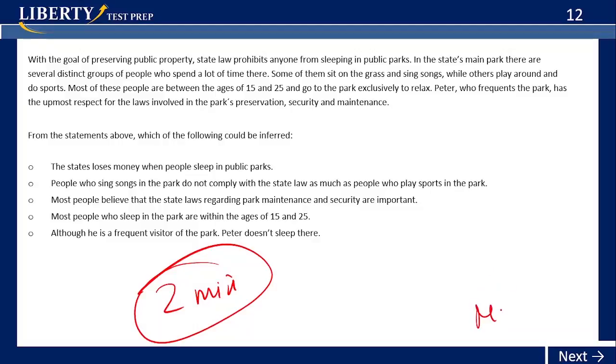Okay, this one is an intermediate question. Now, which of the following could be inferred? Of course, that's an inference. They're asking you for the inference.